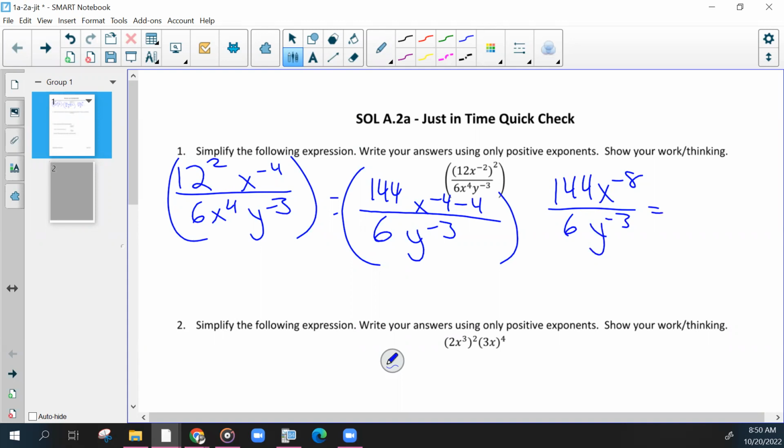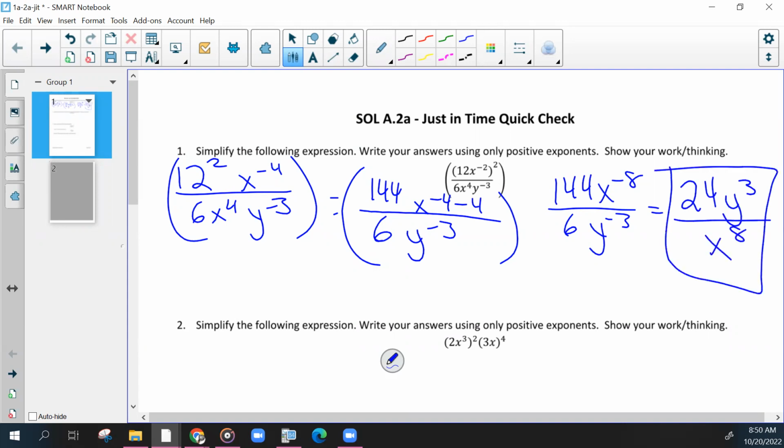24. So the 24 is going to stay in your numerator. Y is also going to be in your numerator. X is going to be in your denominator. 24 y to the 3rd all over x to the 8th is your final answer for that one.